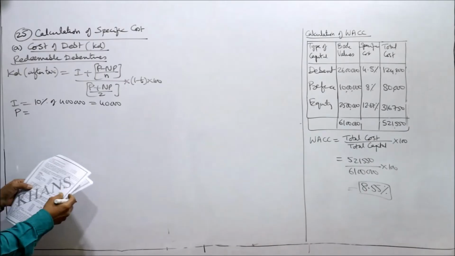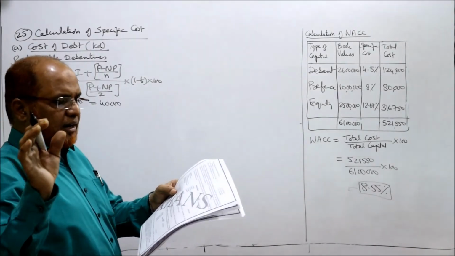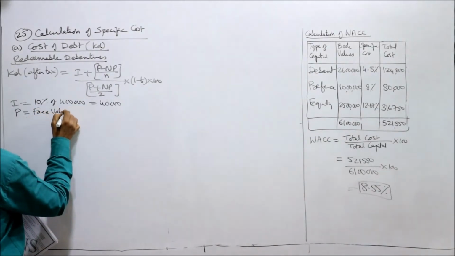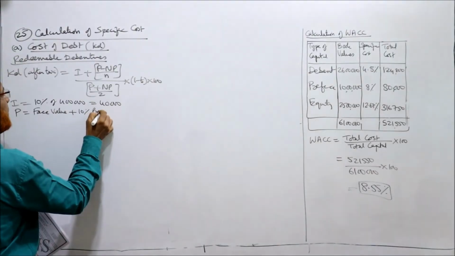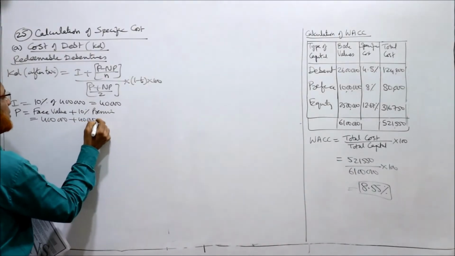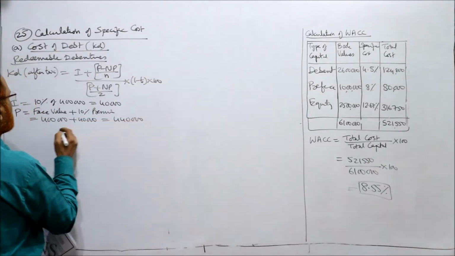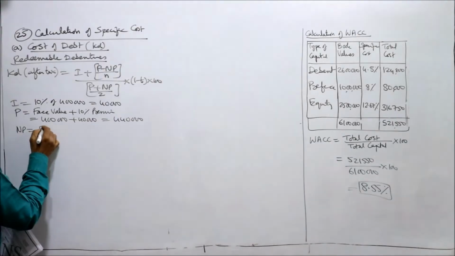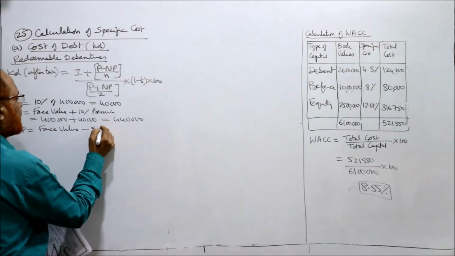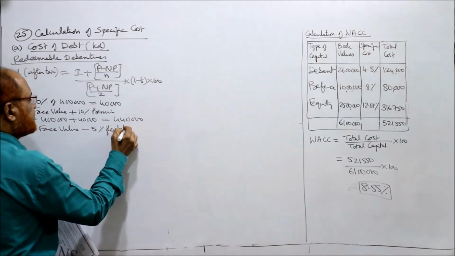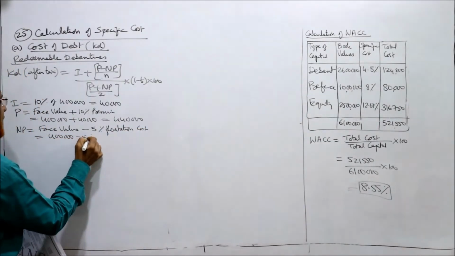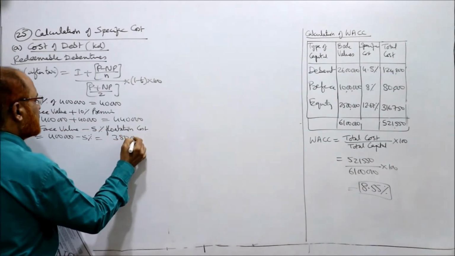P is equal to amount payable on redemption. It is given redeemable at 10% premium, so face value plus 10% premium: 4 lakh plus 40,000 is equal to 4 lakh 40,000. Then NP, net proceeds on issue, is face value minus 5% flotation cost: 4 lakh minus 5% is 3 lakh 80,000.